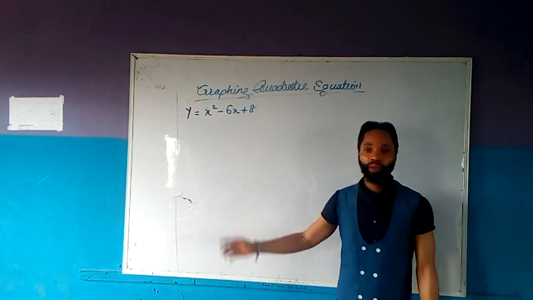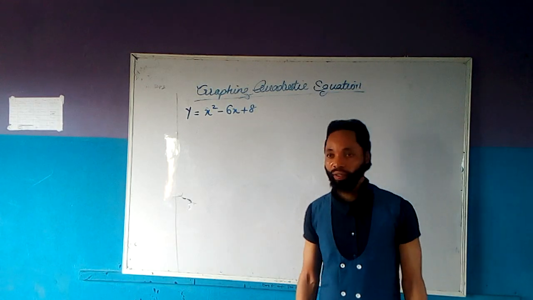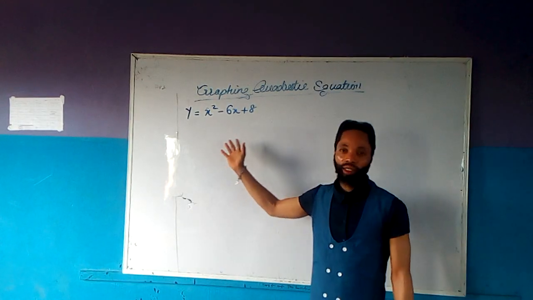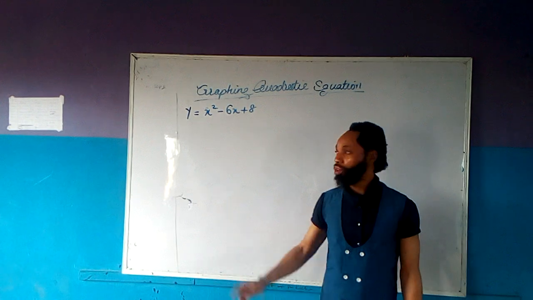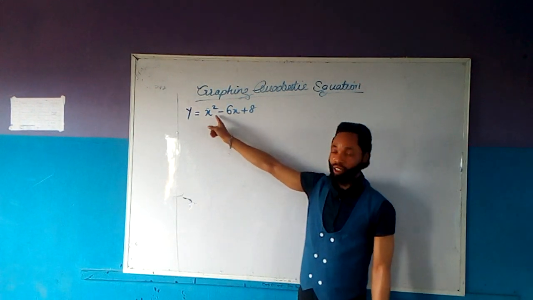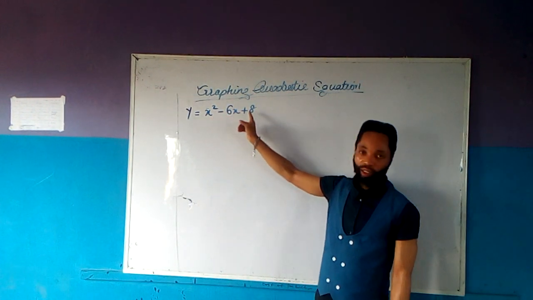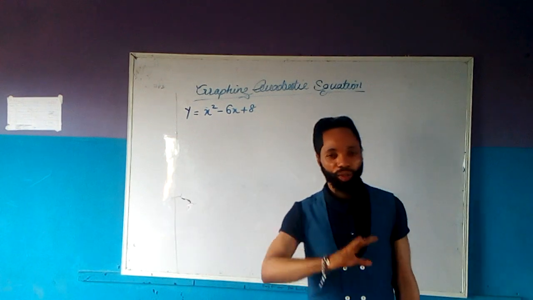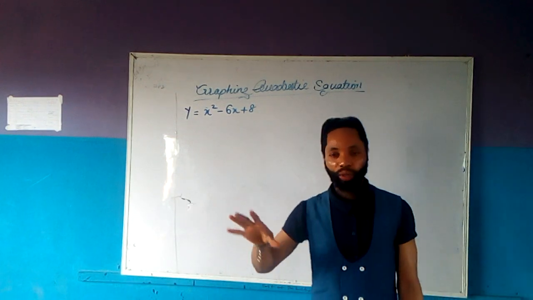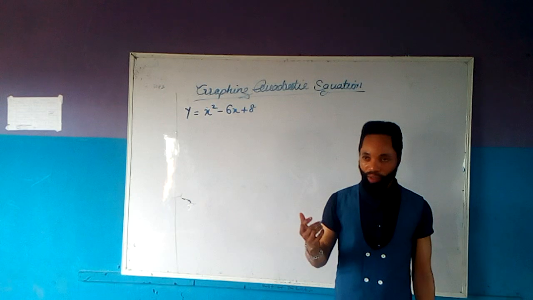Okay, so today we'll be looking at graphical solutions to quadratic equations. Now, I have a question here: y equals x squared minus 6x plus 8. There are two ways you can graph a quadratic function.